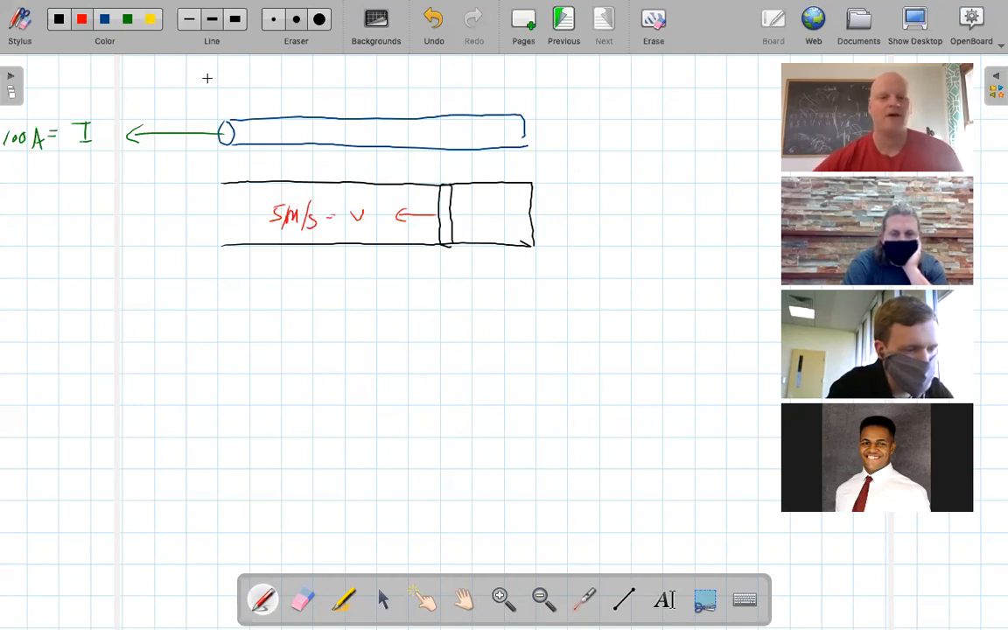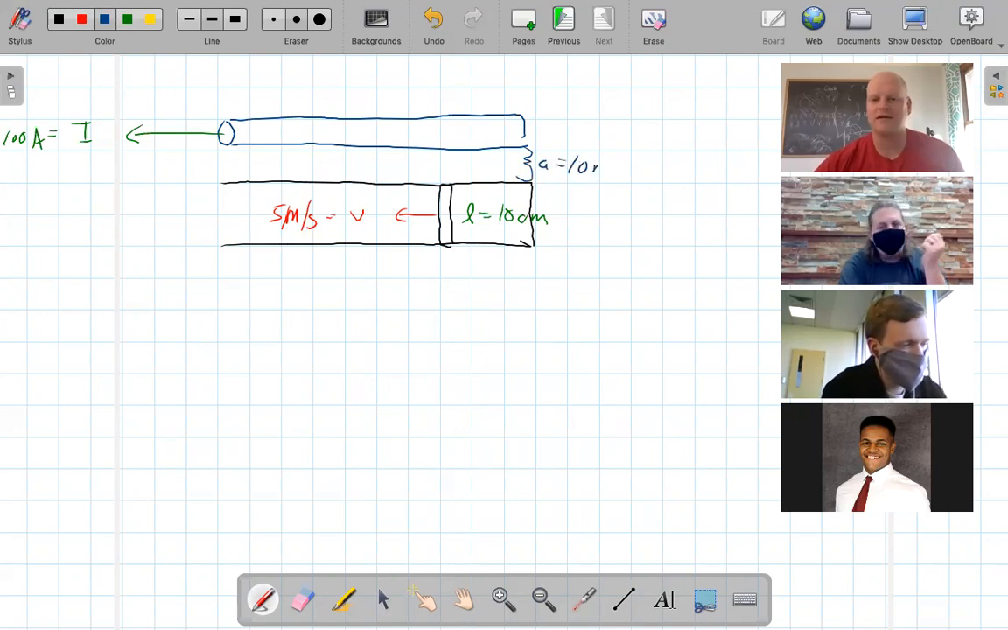Okay. And we know that the length of this rod here, so I'm going to call that little l, is equal to 10 centimeters. And again, we know this distance gap here is a, which is equal to 10 millimeters. Okay. So good. I think that's all the information we need.